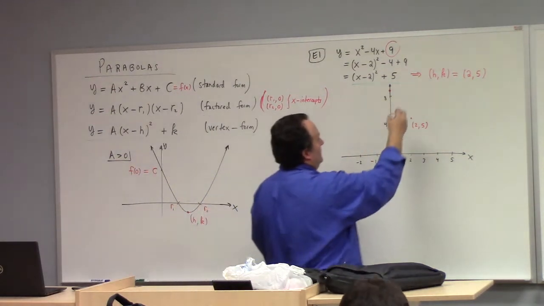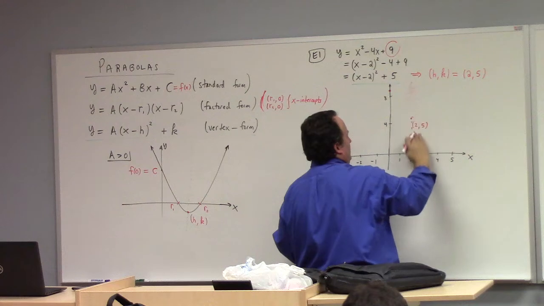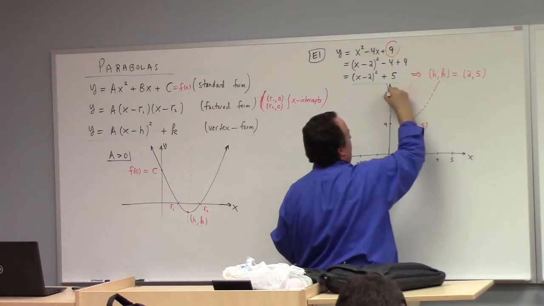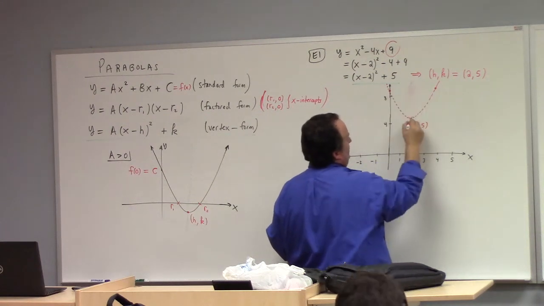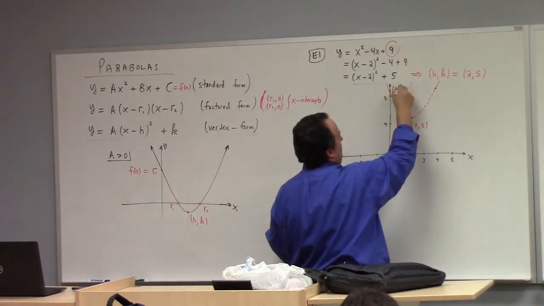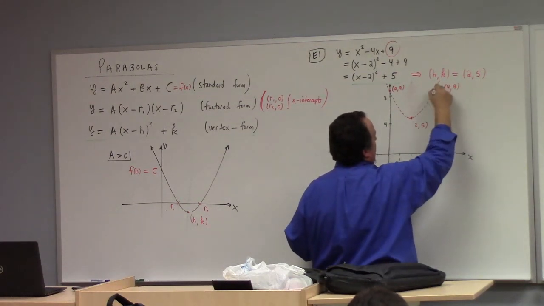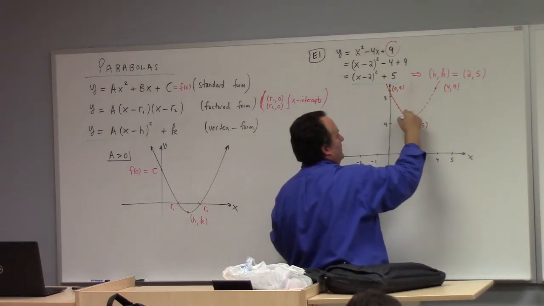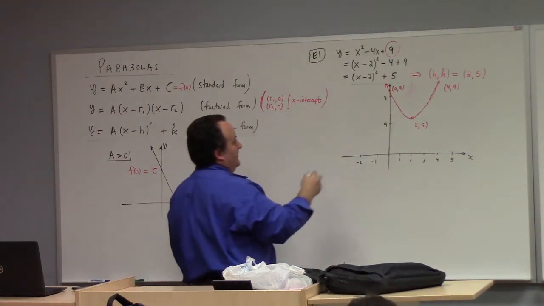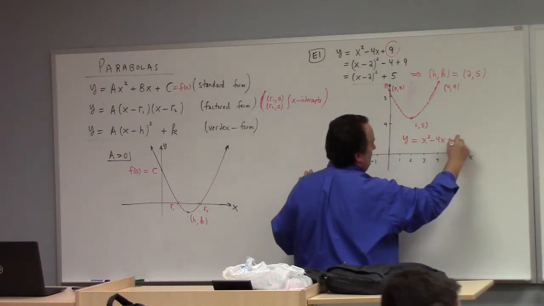The symmetry says that it reflects across the axis. So it's got to be something like this. This point mirrors over to this point over here. This is 2 units over. So this point up here is (0, 9), and there's a mirror point over here at (4, 9). Okay, so there you go. That's the graph of y equals x squared minus 4x plus 9.